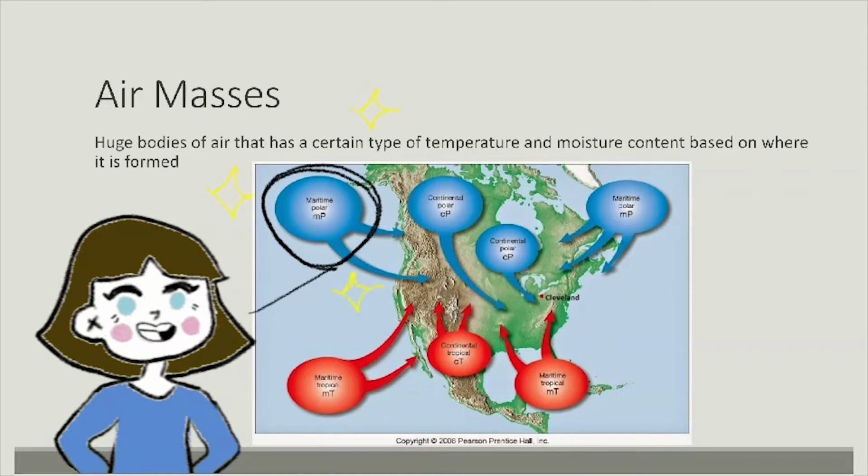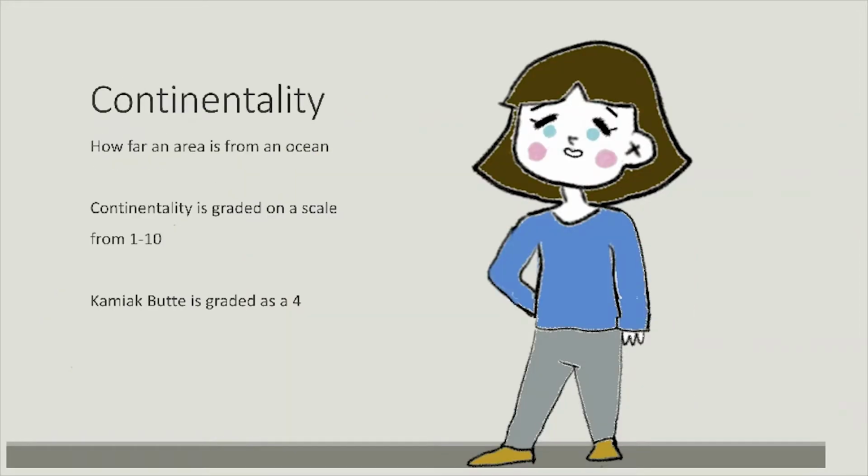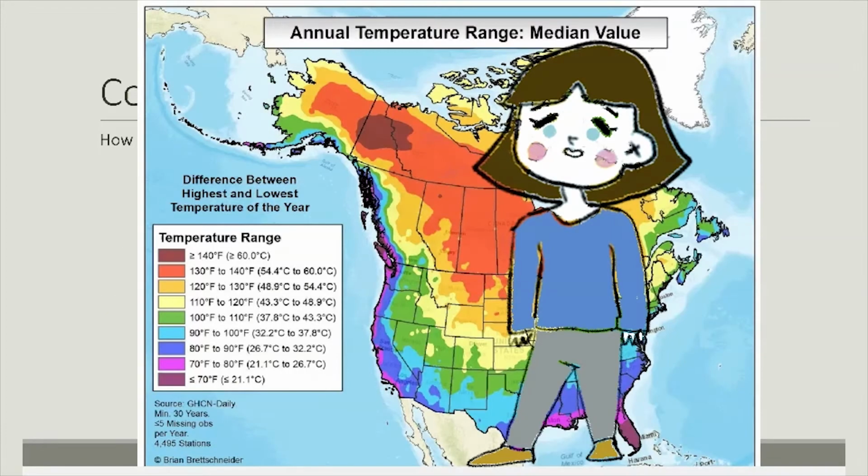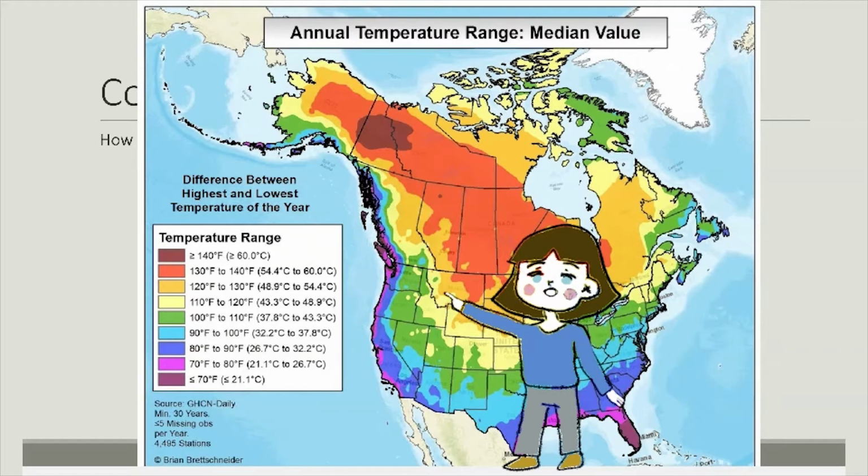The average high is around 56 to 59 degrees Fahrenheit, while the average low is around 25 to 28 degrees Fahrenheit. Continentality is a factor in terms of the climate of the area. Continentality is how far an area is from the ocean and is graded on a scale from 1 to 10. Kamiak Butte is about a 4 on the continentality scale. As shown by the map, areas closer to the ocean will generally be cooler and have moist air. Kamiak Butte gets about 16 to 20 inches of annual precipitation.